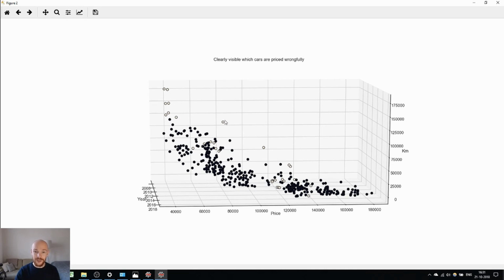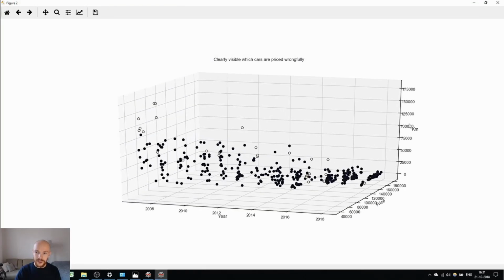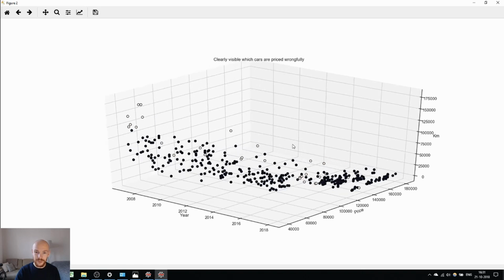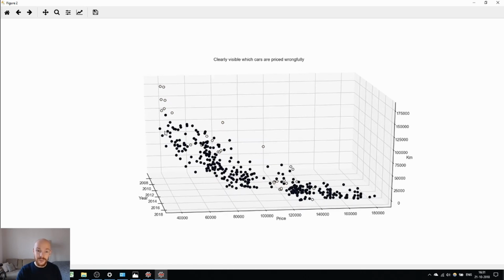The same actually goes for this car over here, which is a car from 2012 with roughly 100,000 kilometers and the price of 80,000 euros. Also, that would be an exceptionally bad buy, as you will immediately lose a lot of money on that car. Rather, you should be looking at the black dots to find a car which fits better with the market, which are better quality for money.